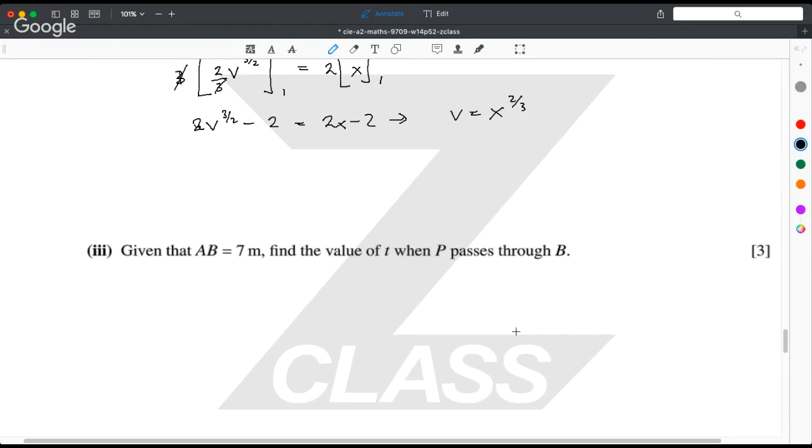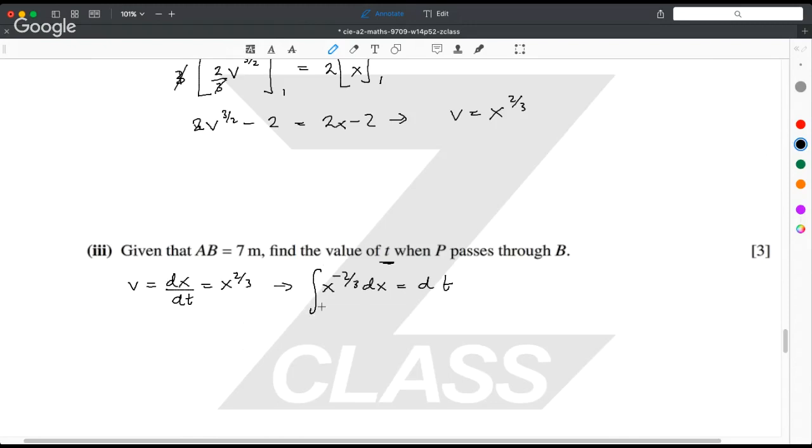Okay, so now they've given us this fact that AB is equal to 7. So if you start at A and go to B, that distance is 7 meters. And now they want us to find the value of t. So we're going to have to re-express this using t. We have that the velocity v is just dx/dt, and we also have from up here that this is equal to x to the 2/3. So we have a relationship between x and t. So we have x to the minus 2/3 dx is equal to dt. And let's integrate this.